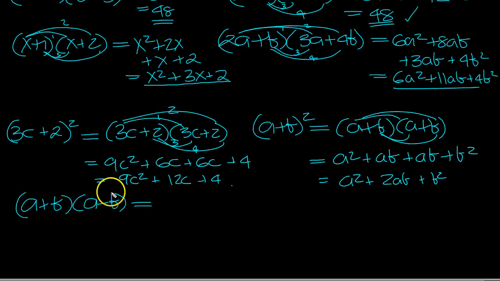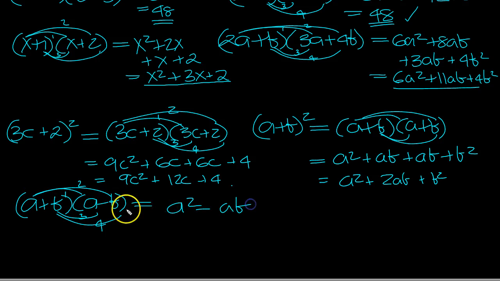And now the last one, which is customarily called the difference between two squares, is called that because with this pattern, it just so happens that the middle terms cancel each other out. So let's have a look at that. A squared. Then we get minus ab for the second. The third, plus ab. And then the last, b times b is b squared with a minus. Plus times a minus is a minus.